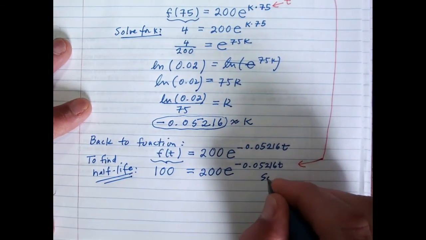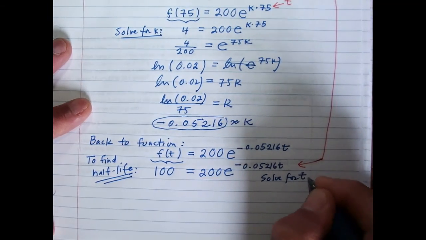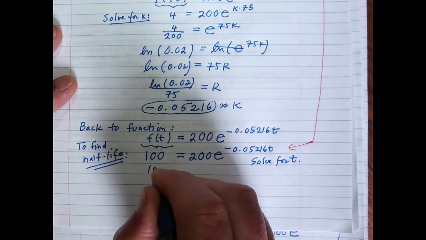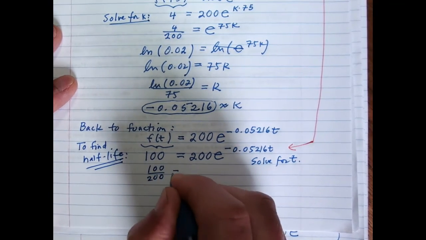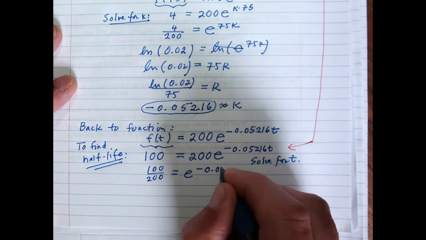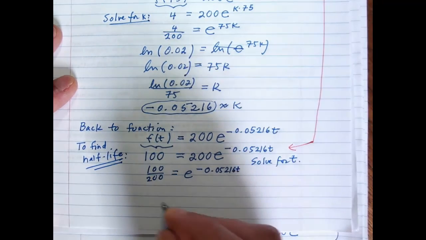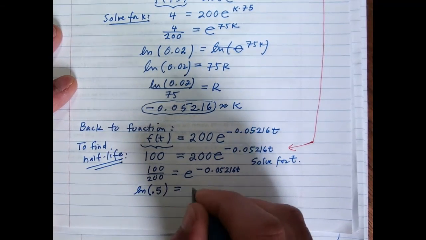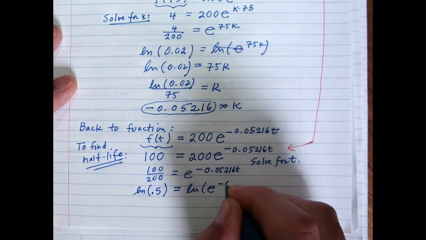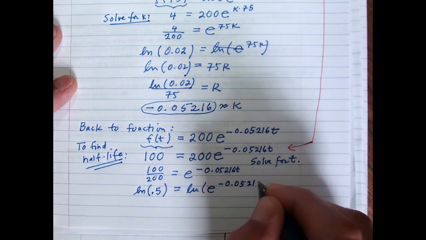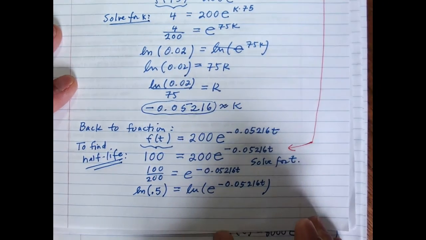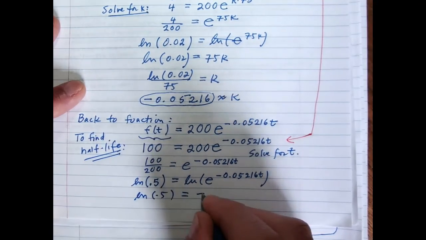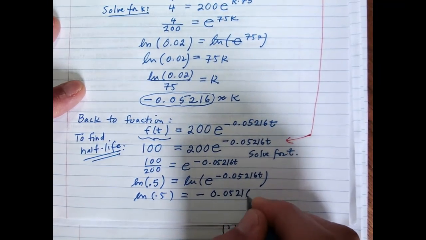Okay. Well, once again, we go through our exponential function solving process. 100 over 200 is e to the negative 0.05216 t. That's a half, or 0.5, and so ln of 0.5 is ln of e to that exponential expression. And so ln of 0.5 is negative 0.05216 t.